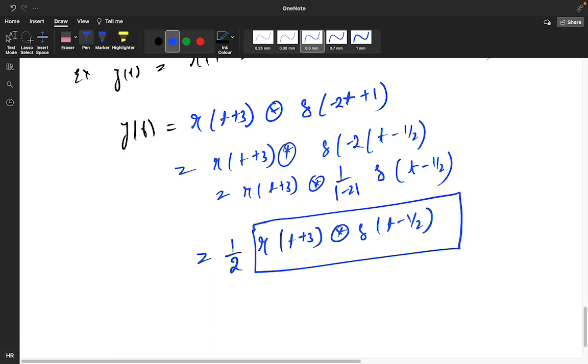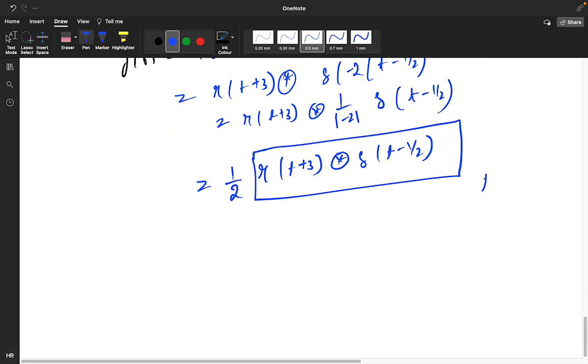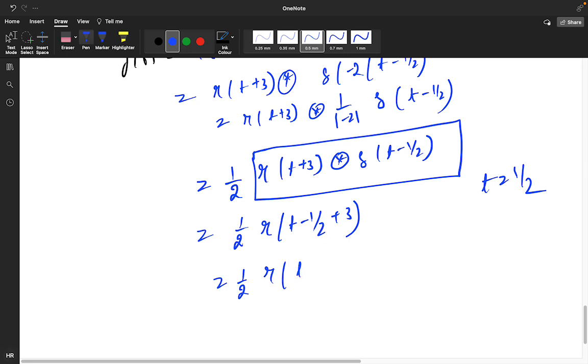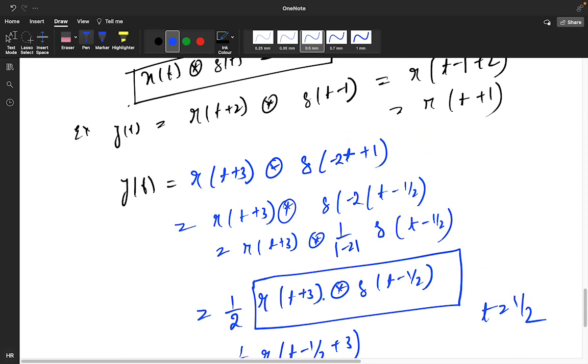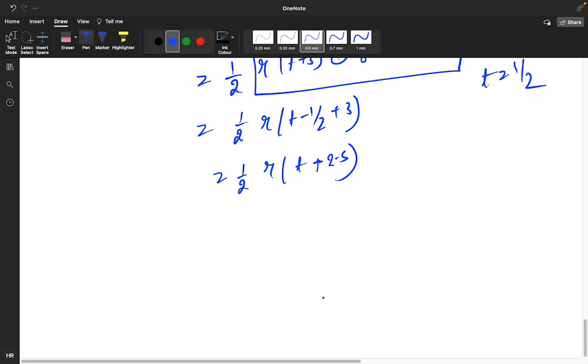Delta t minus 1 by 2. So you need to put t is equals to 1 by 2. So 1 by 2 means t minus 1 by 2. R of t minus 1 by 2 plus 3. So you are getting 1 by 2 r of t minus, solve it. So minus 1 by 2 plus 3, 2.5 you will get. Simple. So this was the impulse response.